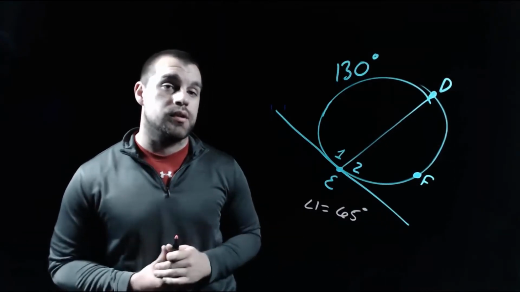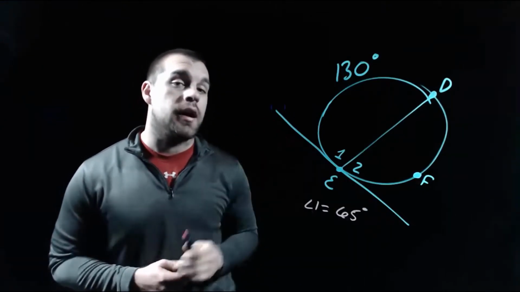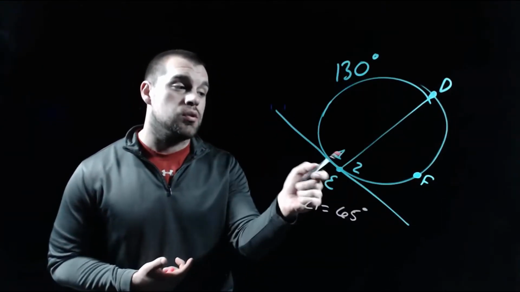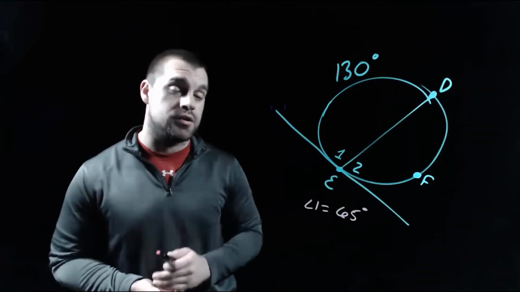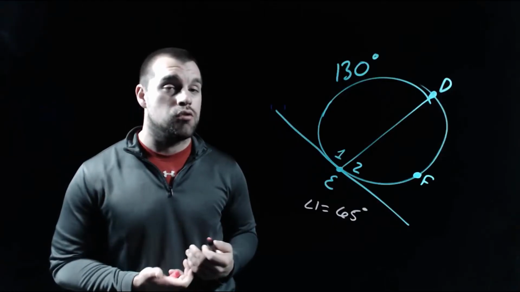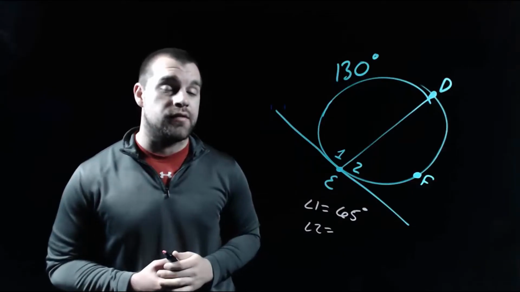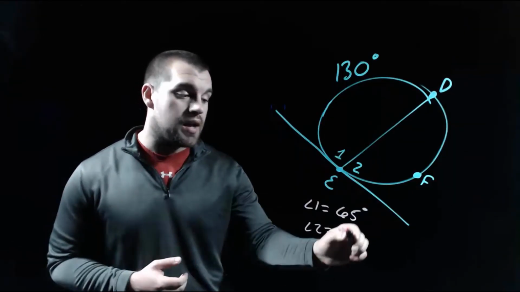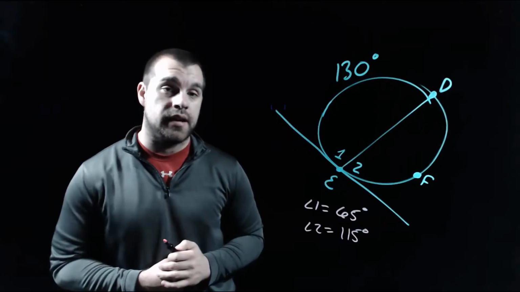Now we can also use this to help us figure out some more information about our picture. This tangent line is a straight line, so these two angles, angle 1 and angle 2, have to be a linear pair and therefore supplementary. Being supplementary means that they have to add up to 180 degrees. So if we know that angle 1 is 65 degrees, then angle 2 has to be 115 degrees in order to get those things to add up to 180 degrees.